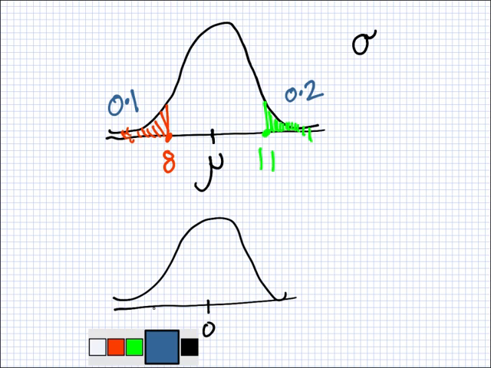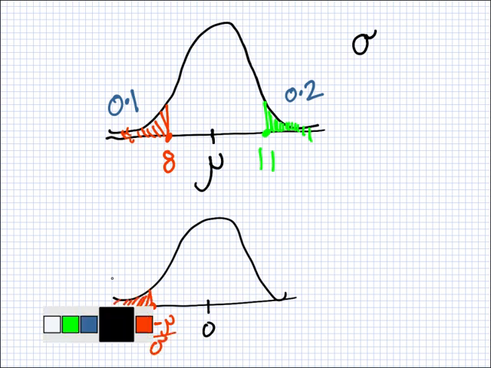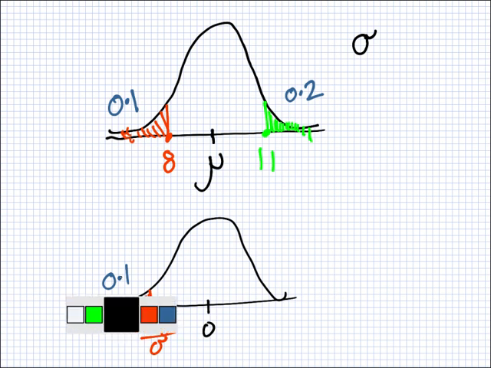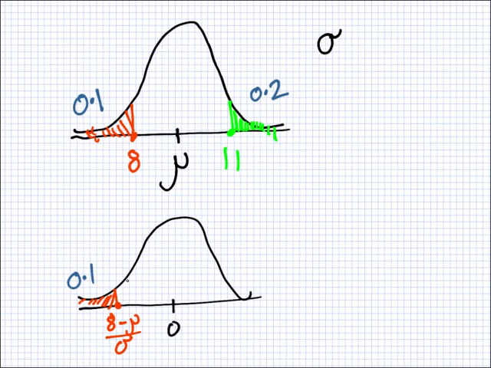This will be 0, and what would this one be? It would be 8 minus mu over sigma. And this area is still 0.1, okay? So that's it started. I'll let you try and continue. See if you can work out the mu and the sigma. 0.1 is the answer, yeah, the area. And it is in the correct position. 8 is less than mu and 11 is bigger than mu.